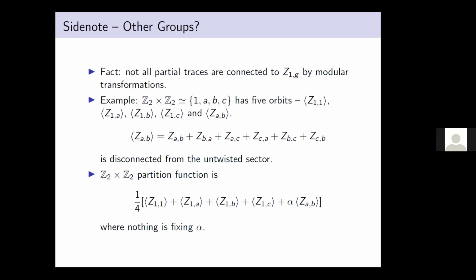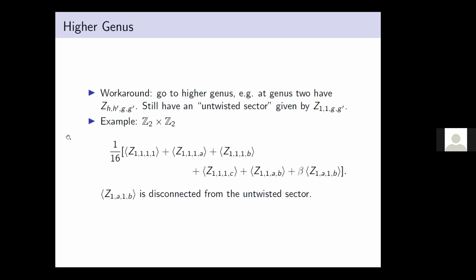And in this case, there are 5 orbits, and one of them, which I'll denote by ZAB, has no untwisted sector elements. And so its partition function has this orbit where a priori nothing about genus 1 modular invariance is going to fix the coefficient in front of that orbit. But the procedure that I'm describing can be extended to higher genus.